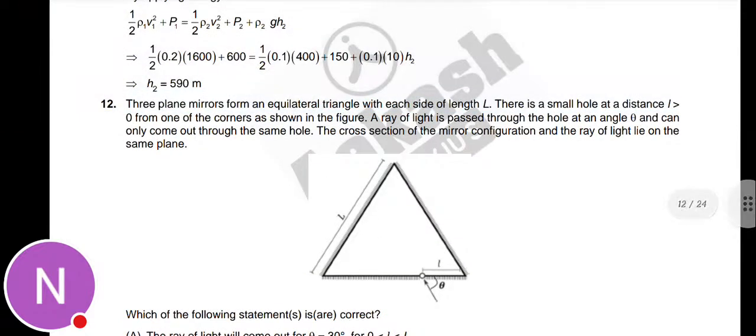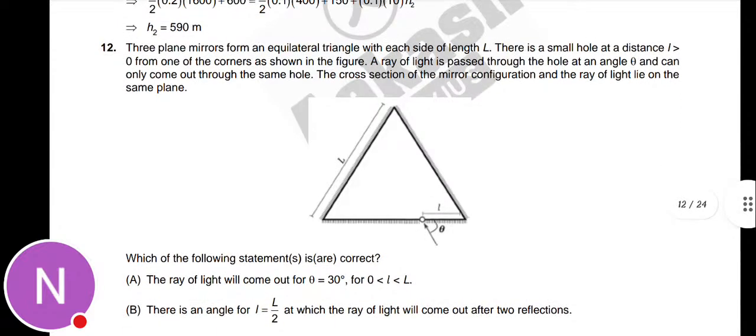Okay, so next question, that is question number 12. Here they have asked: three plane mirrors form an equilateral triangle with each side of length L. And there is a small hole at a distance l, that is greater than 0, from one of the corners, as shown in the figure.